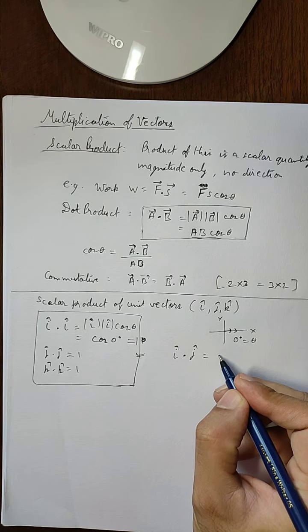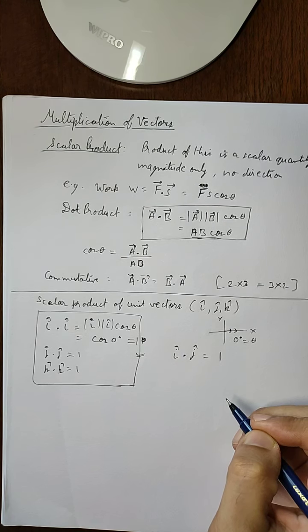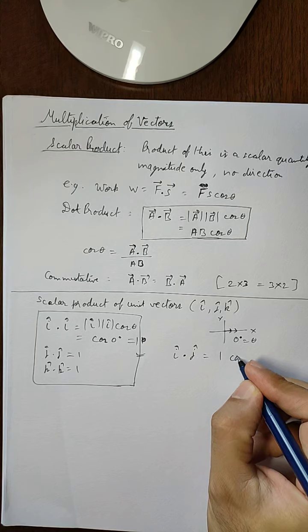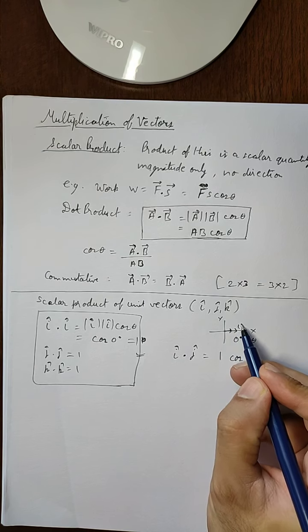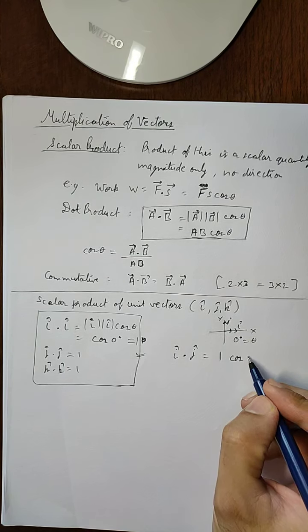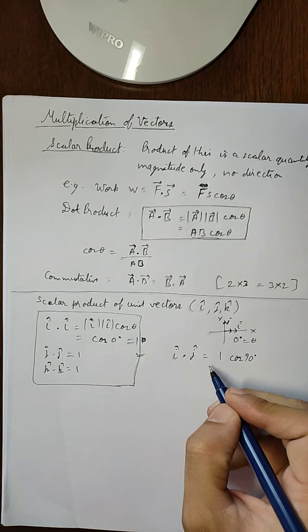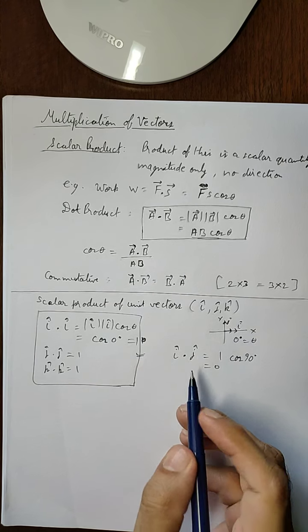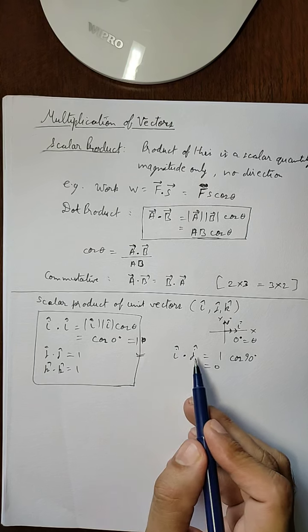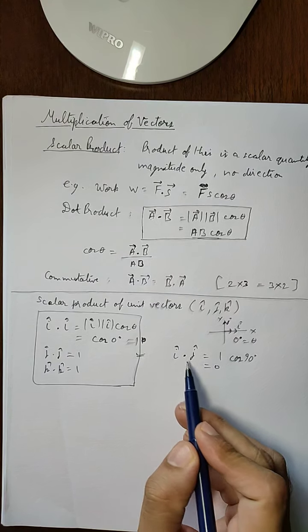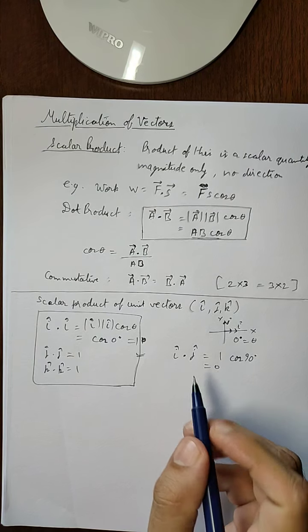Magnitude of i cap will be 1, magnitude of j cap will be 1, so that will be 1 only, and cos of the angle between i cap and j cap. What is the angle between i cap and j cap? It is 90 degrees, so it is cos 90 degrees. That means it will be equal to 0. So dot product of different unit vectors will be equal to 0. So i cap dot j cap will be 0.